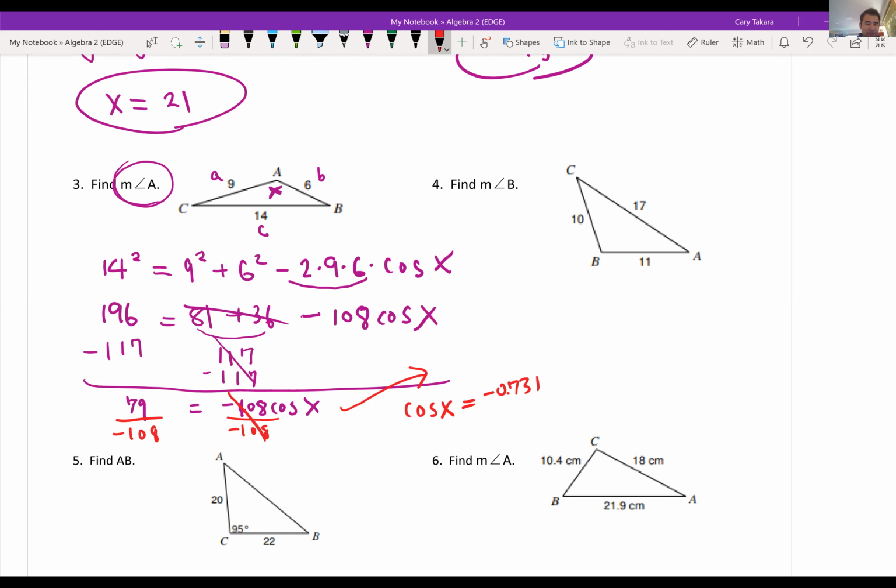And then, so to find x, you're going to take inverse cosine of negative 0.731. Okay, so you go inverse cosine of, you can do answer, or just type in negative 0.731. You should get 137 degrees. So that's for number 3.